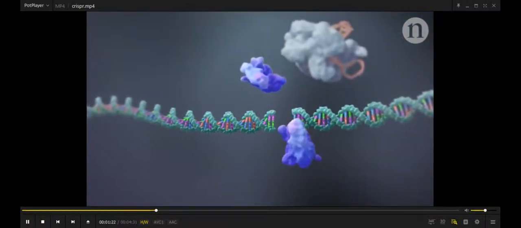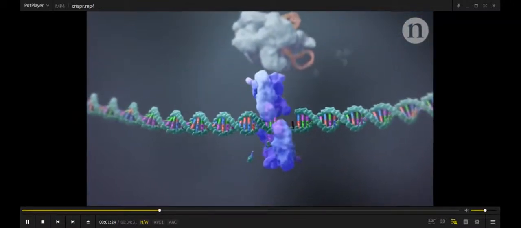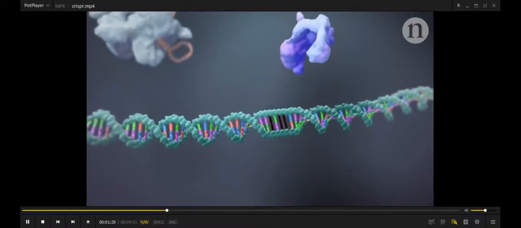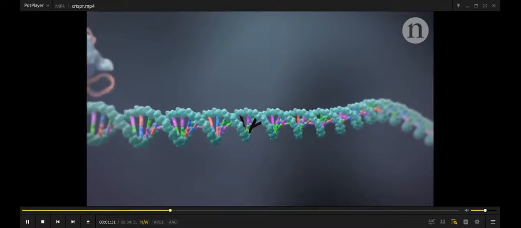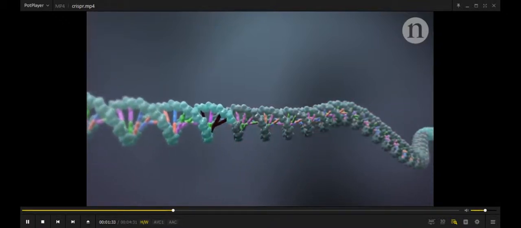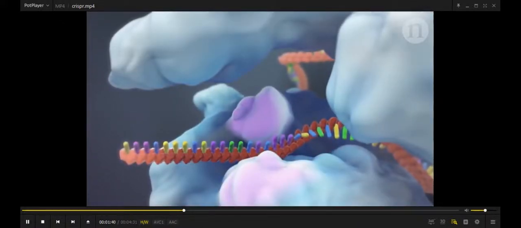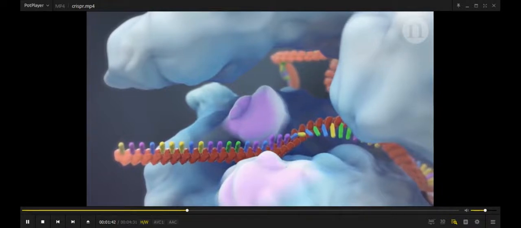Although the cell will try to repair this break, the fixing process is error-prone and often inadvertently introduces mutations that disable the gene. This makes CRISPR a great tool for knocking out specific genes. But making double-strand breaks isn't all CRISPR can do.